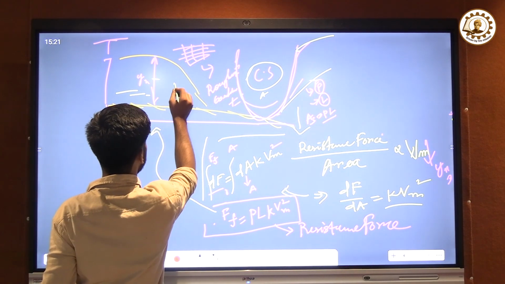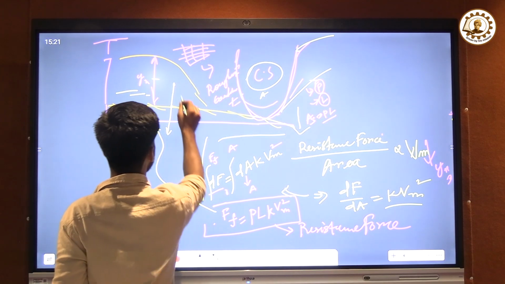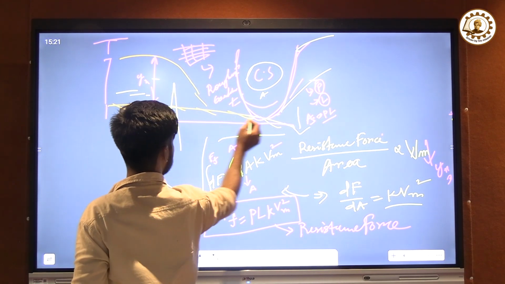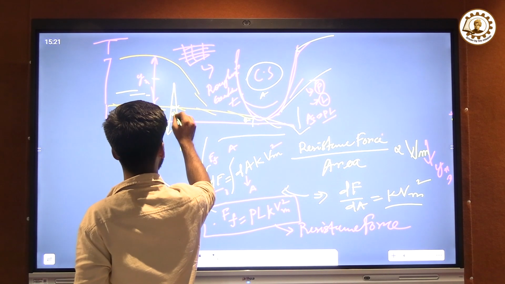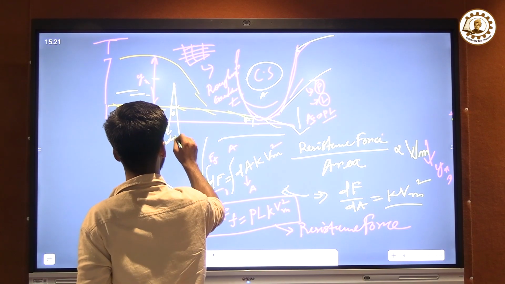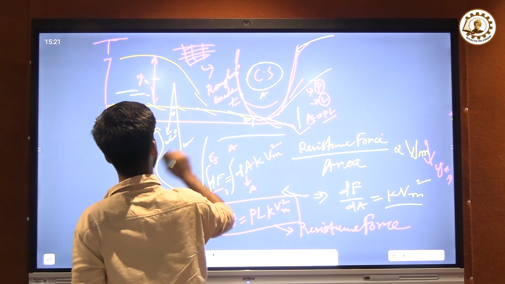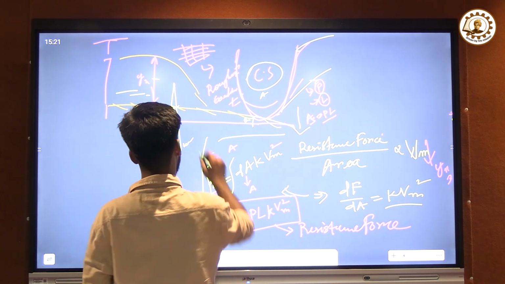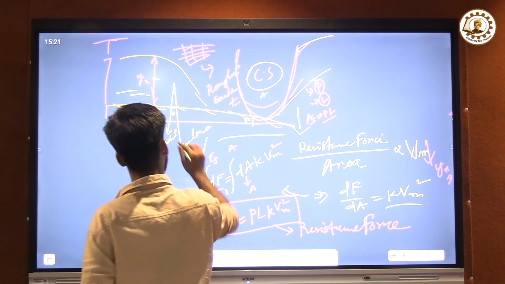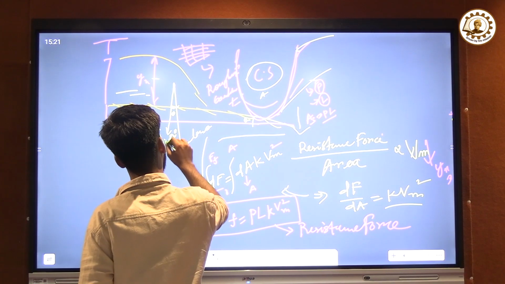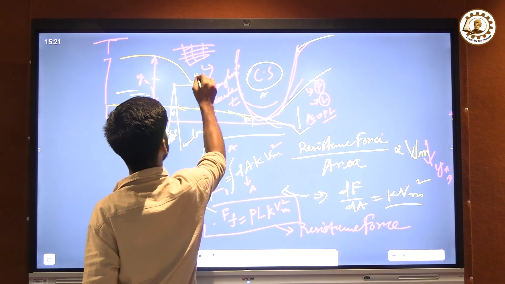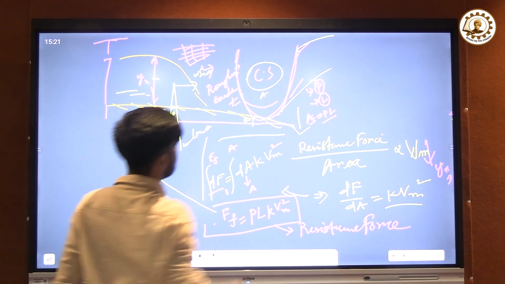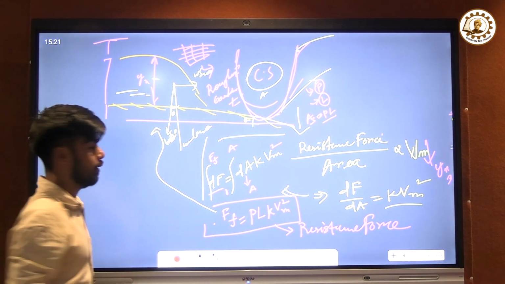As you can see, there will be a weight force component at the angle of theta here. There is theta, this is W cos theta, and this is W sin theta. Now the value of the sin theta.